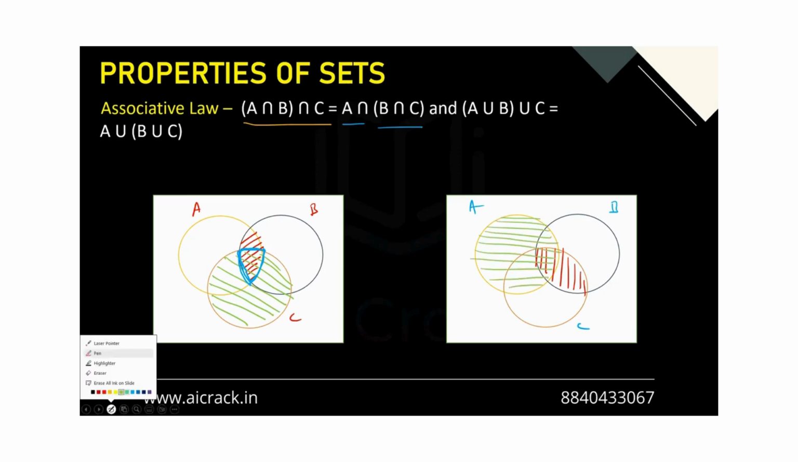Eventually, what we are getting is this particular region, which is the same as this region. These two regions are the same, right? So no matter how we go, we can start with A intersection B and then intersect with C, or we can start with B intersection C and then intersect with A. We are going to get the same result, right? So the associative law holds true in this theory.